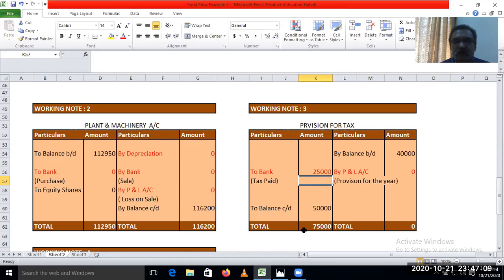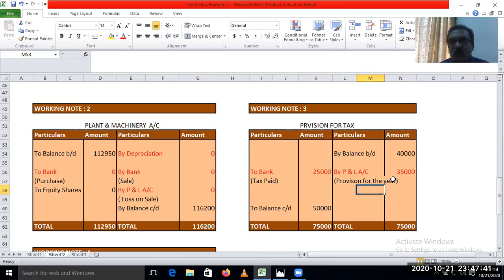The total of the debit side is 75,000. Is it matched? Obviously not. So I will write here first 75,000. You can check out here there is a difference because the total is 75,000 and there is only one item on the credit side, that is opening balance of rupees 40,000. So the difference between these two amounts comes to 35,000. And what is this 35,000 missing? That is the provision made for the year.